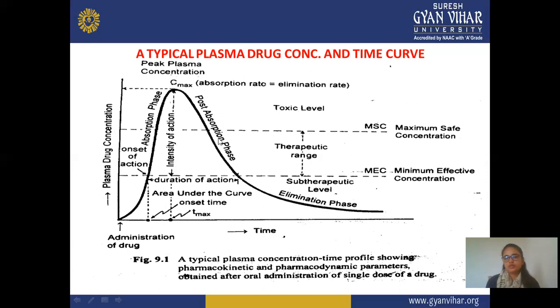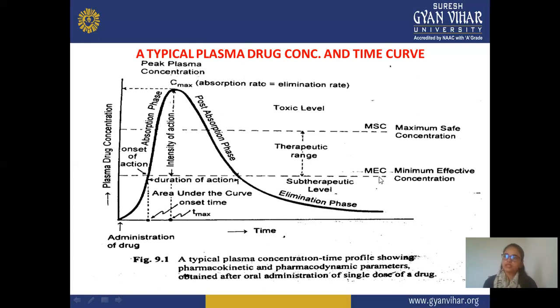After the post-absorption phase, there is the elimination phase, meaning your drug starts to decline, eliminating from your body. So this is your elimination phase. In this one is the MSC, the maximum safe concentration. Up to this point it is safe; after this, the toxic level starts. So this is the MSC, the maximum safe concentration. And this is the MEC, the minimum effective concentration. Here the starting of the therapeutic drug response begins.